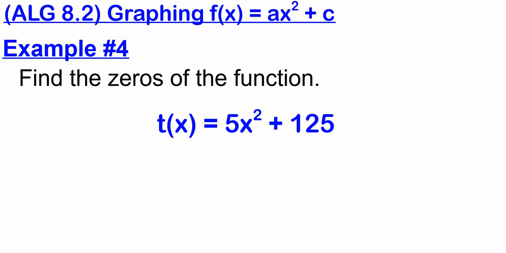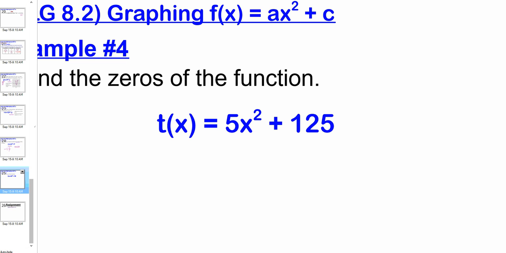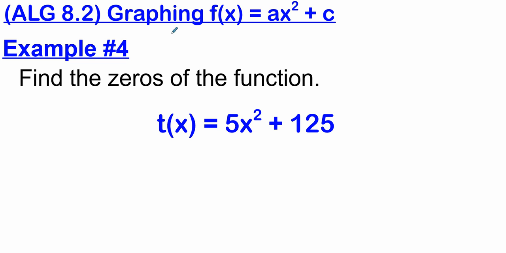So let's try one more here. This is the last example for this section. So find the zeros of this function. This one does not say make a table of values. So what I'm going to do instead, because finding the zeros is when y is 0, I'm going to plug in 0 for y, which in this case is a t of x, that's function notation for y. And I'm going to try to find the values of x that make this true.